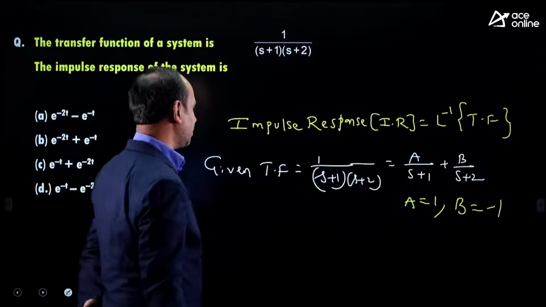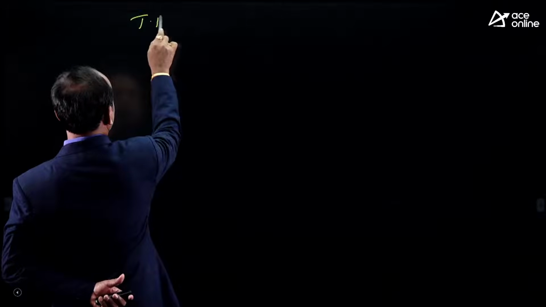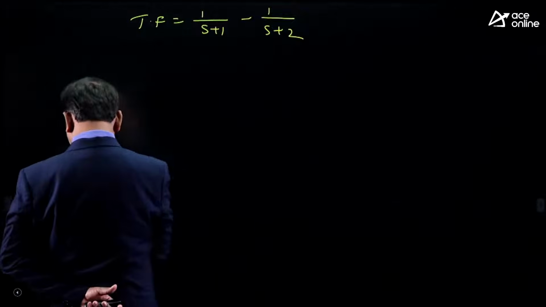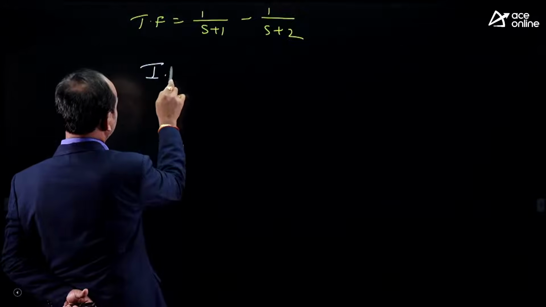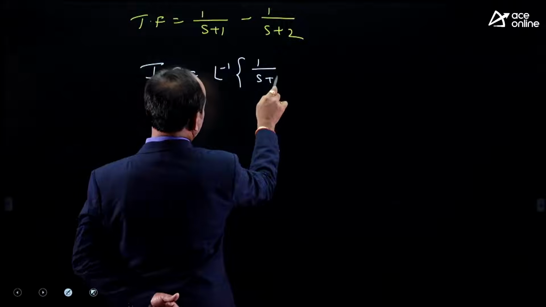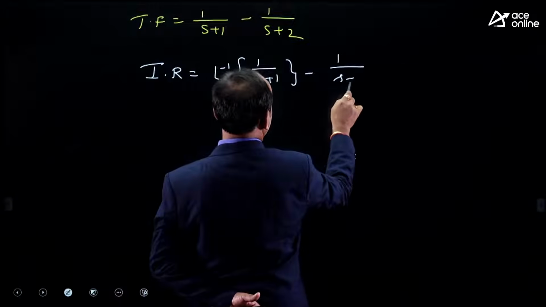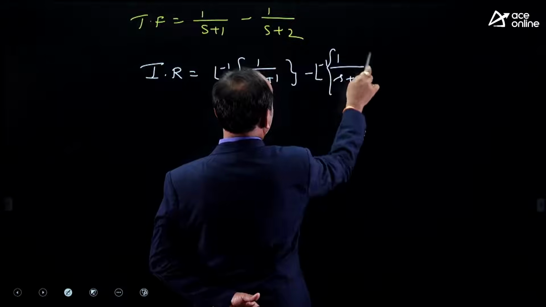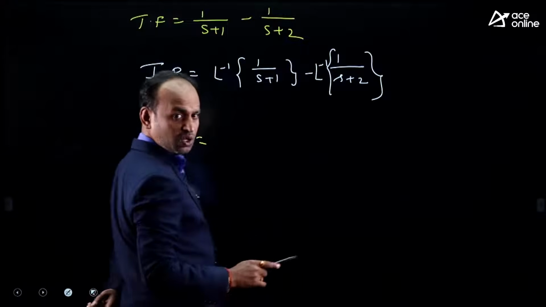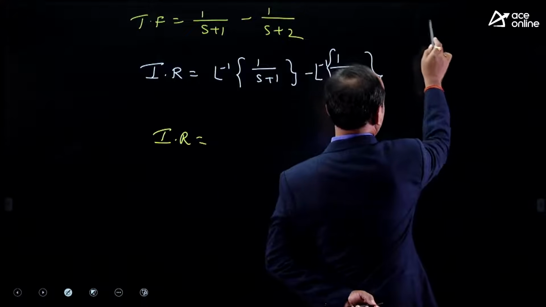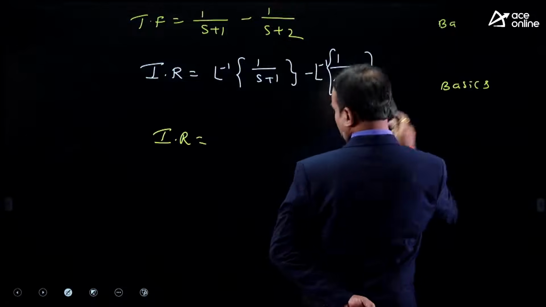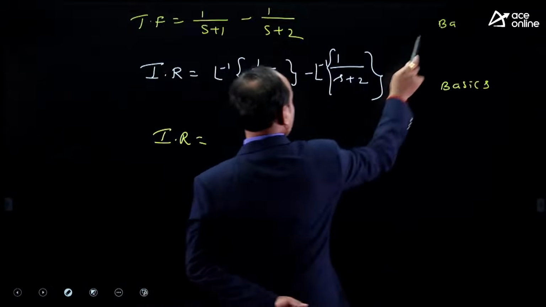So the transfer function we got is 1 upon s plus 1 minus 1 upon s plus 2. According to the definition, impulse response equals L inverse of the transfer function, which means L inverse of 1 by s plus 1 minus 1 upon s plus 2. Now help me with 1 by s plus 1. Already we know the basics here. Let me write the basics. You know the basics very well.